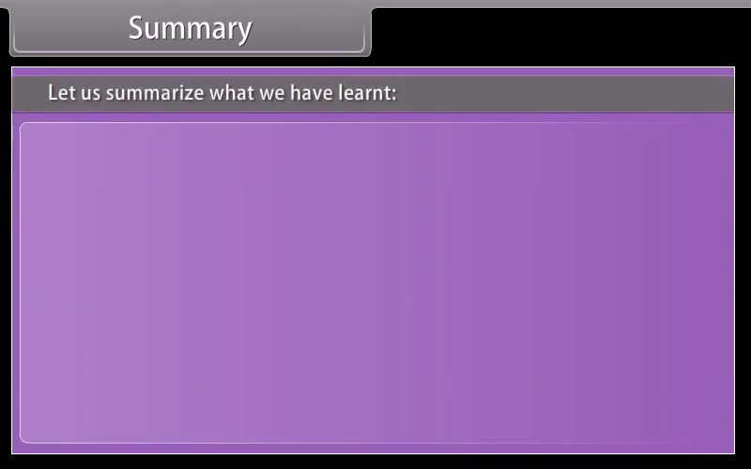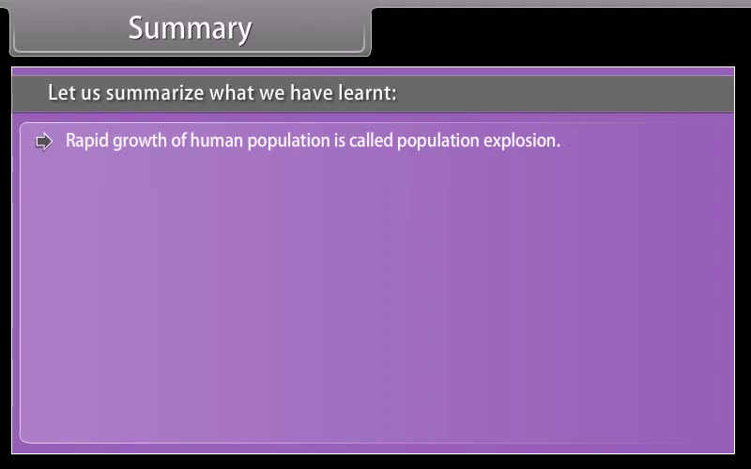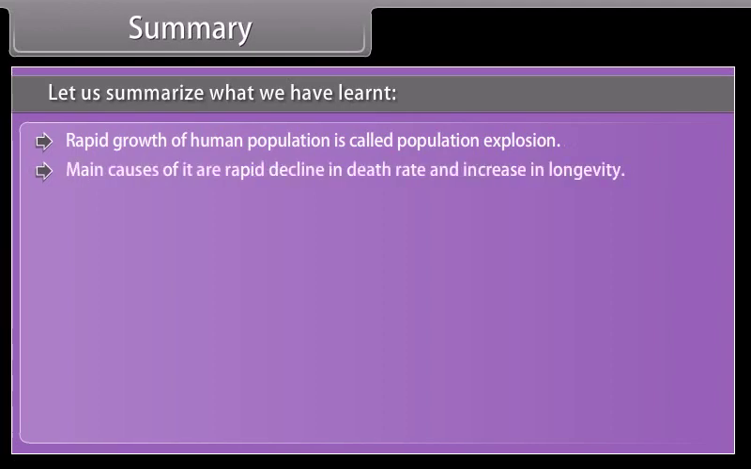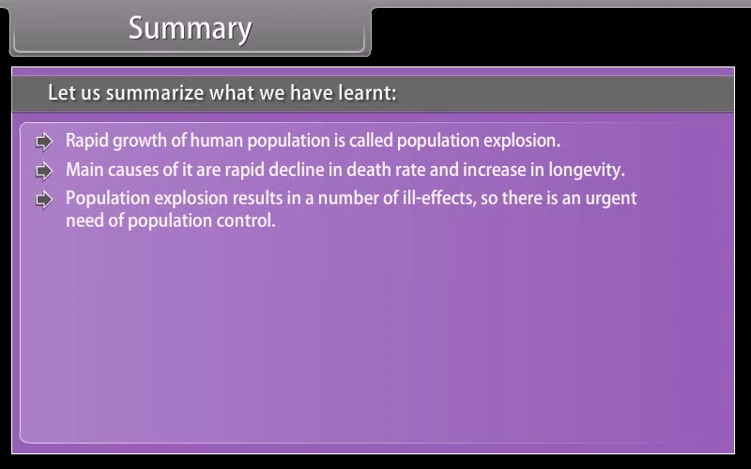Summary. Let us summarize what we have learned. Rapid growth of the human population is called population explosion. The main causes of it are rapid decline in death rate and increase in longevity. Population explosion results in a number of ill effects, so there is an urgent need of population control.